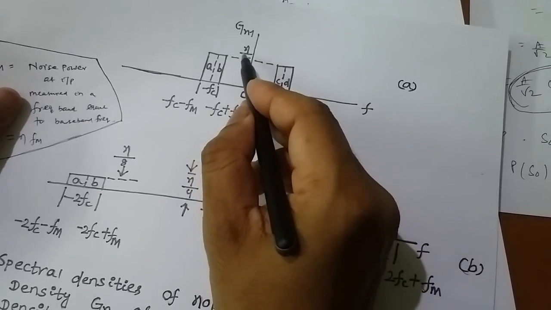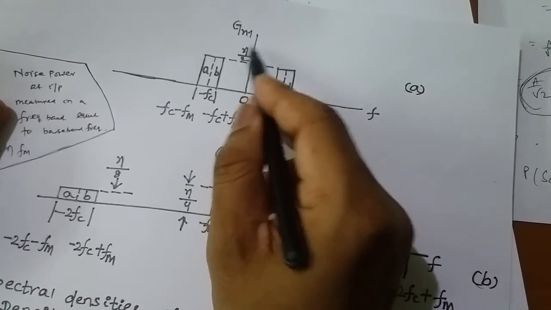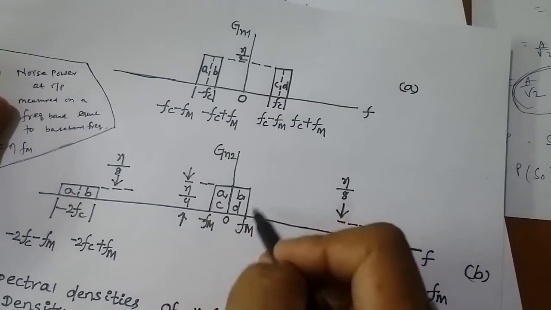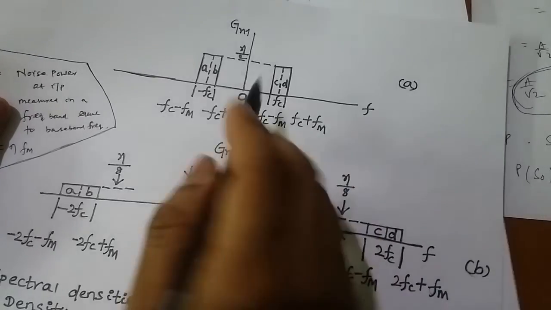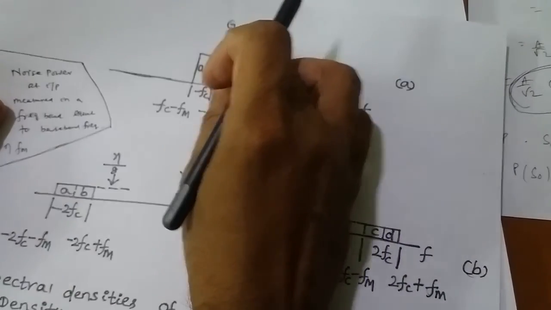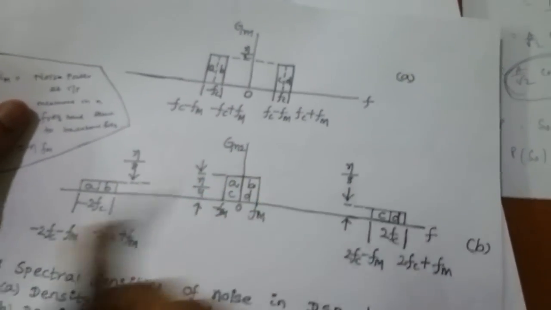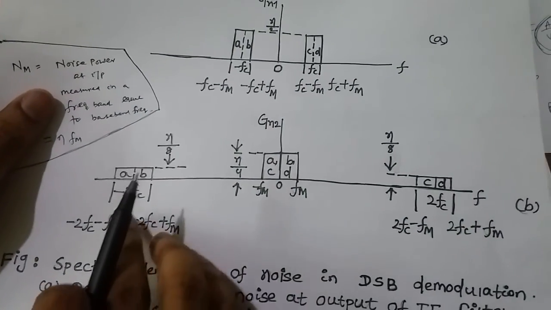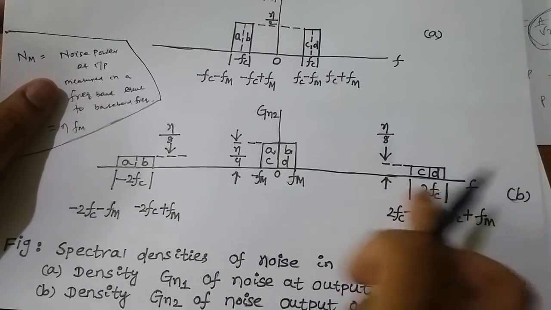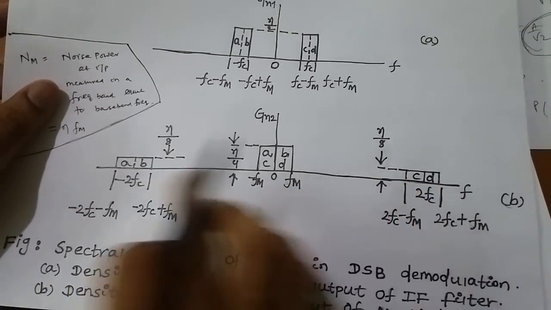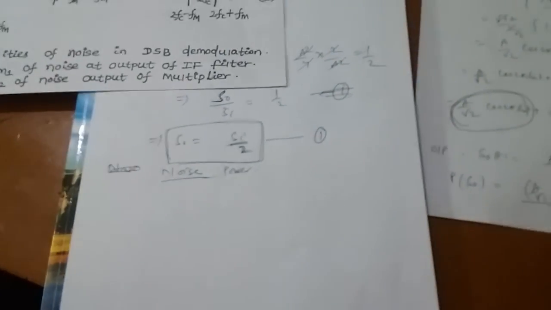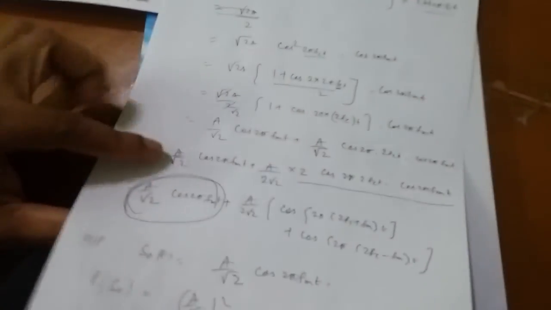That means the PSD was eta by 2, now the output PSD will be eta by 4. That's why its height has been decreased to eta by 4. Now see what happens to the two sidebands.